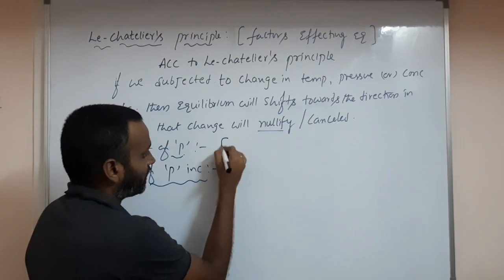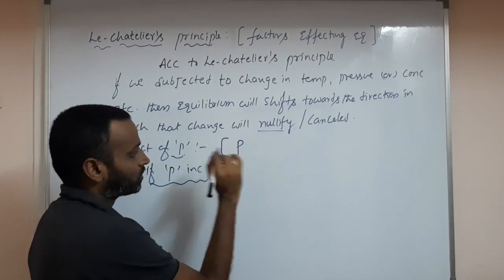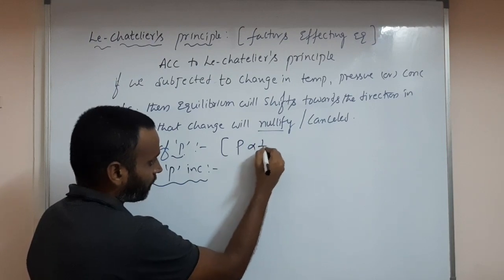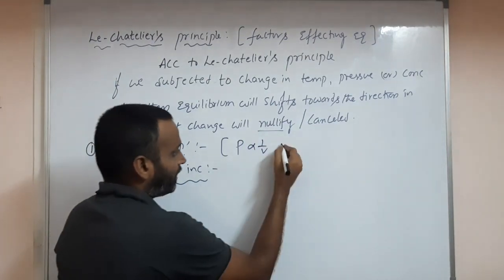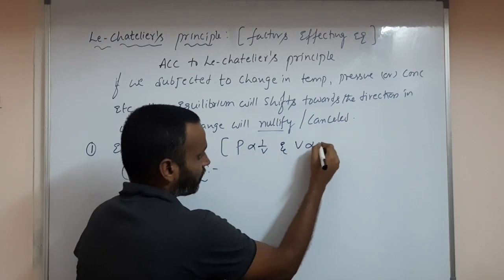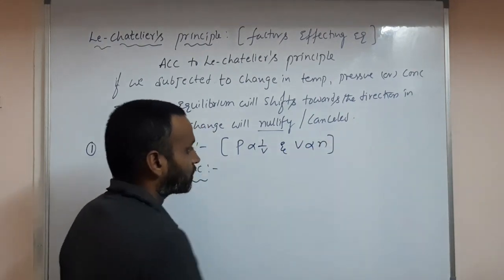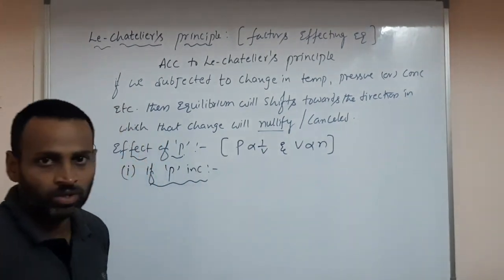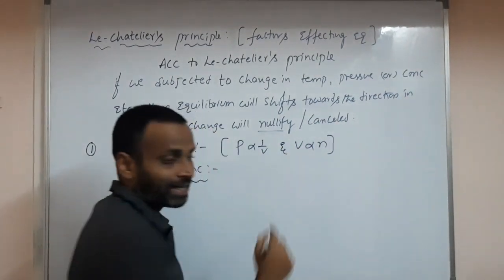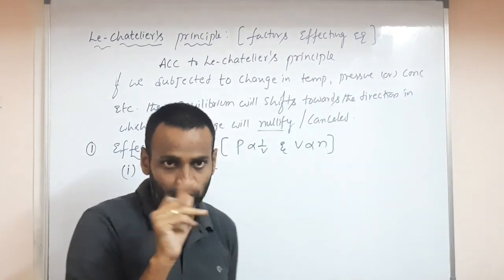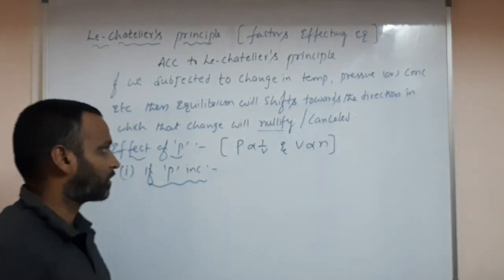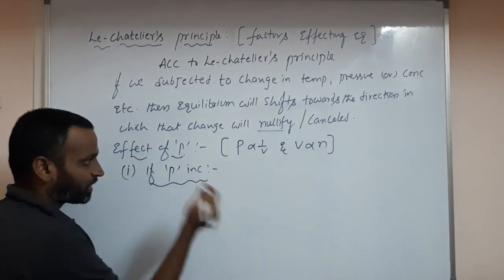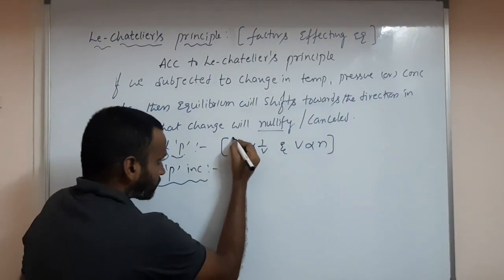As I said, you should know Boyle's law and Avogadro's law. Boyle's law means pressure is inversely proportional to volume. And you have to remember Avogadro's law: volume is directly proportional to number of moles. So P is inversely proportional to volume and volume is directly proportional to number of moles. Those two things you all have to remember. Why? I told you already. So if pressure increases, then what happens?